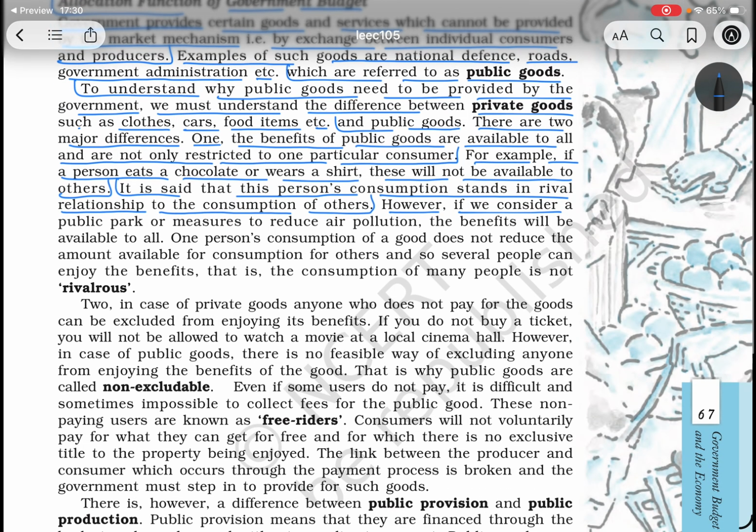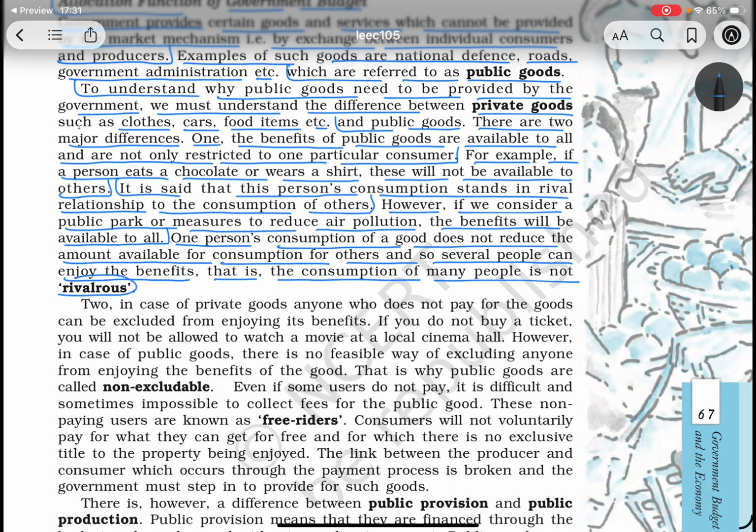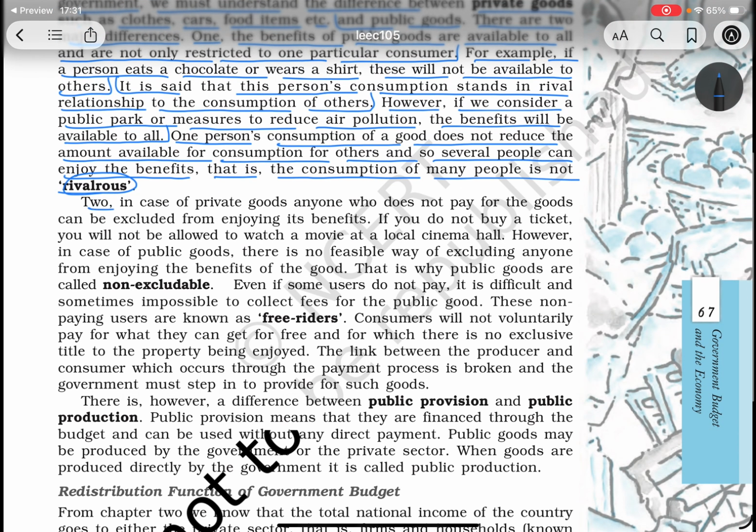However, if we consider a public park or measures to reduce air pollution, the benefits will be available to all. One person's consumption of a good does not reduce the amount available for consumption for others, and so several people can enjoy the benefits. That is, the consumption of many people is not rivalrous.